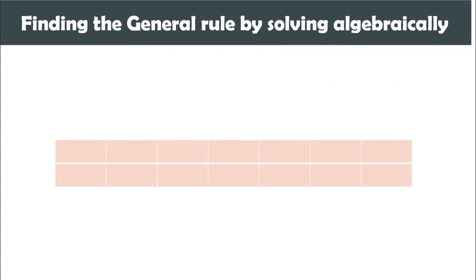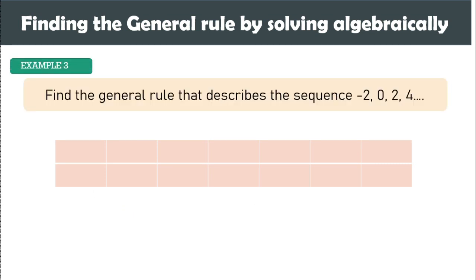Okay, let's have another example. Find the general rule that describes the sequence negative 2, 0, 2, 4. In this type of sequence, we cannot easily determine the general rule or the formula by inspection. Hence, we can solve this algebraically. So the first step is we're going to list down all the values of n and a sub n. So the value of n is 1, so a sub 1 is negative 2.